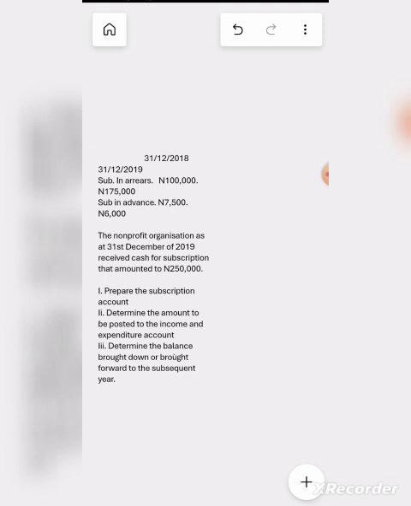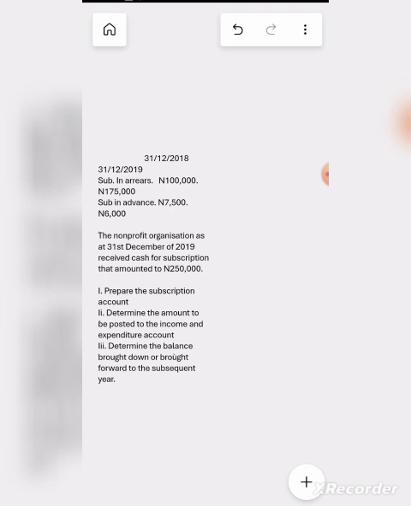Number two is subscription in advance. This means that the members have paid ahead, beyond the current year, and they have not derived the necessary benefit for the payment they have made. So the organization is indebted to these members. In this case, the members are like creditors to the organization, because the organization has collected their money in form of subscription in cash, but the members are yet to derive value for the money they have paid. So this is just very simple, okay?